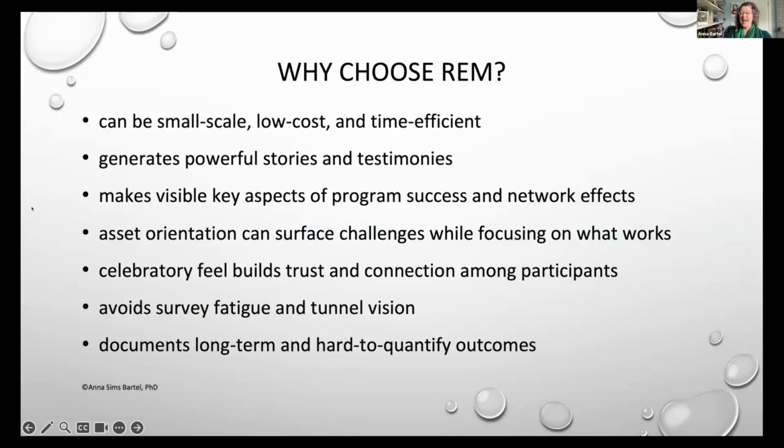So in terms of the practicality of ripple effects mapping, these are some of the reasons that I have chosen it and that clients that I have worked with have chosen it. It can be as small scale as you want to be. It is remarkably low cost, especially for the high impact outcomes that it can generate. And it's very time efficient. A typical REM session might last 90 minutes to 2 hours, which of course is a far cry from a standard evaluation practice. It generates powerful stories and testimonies.